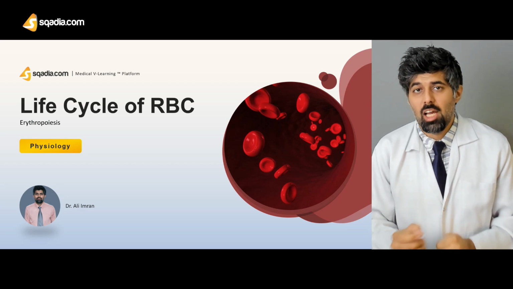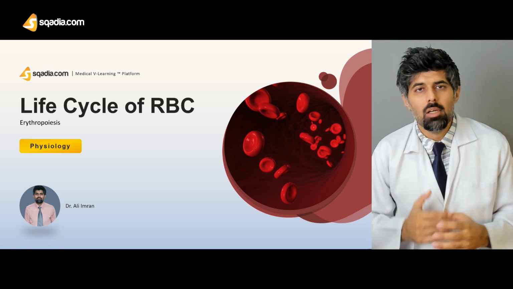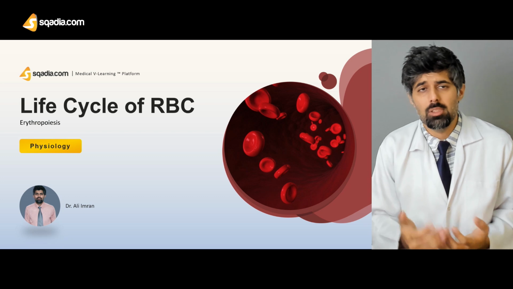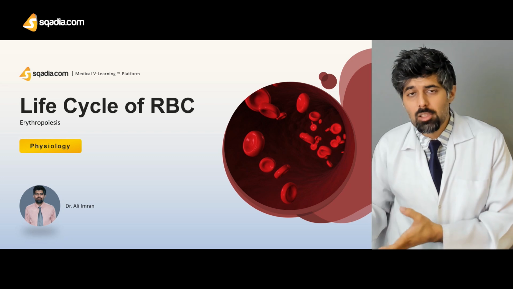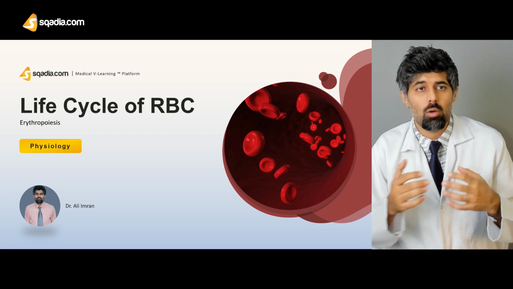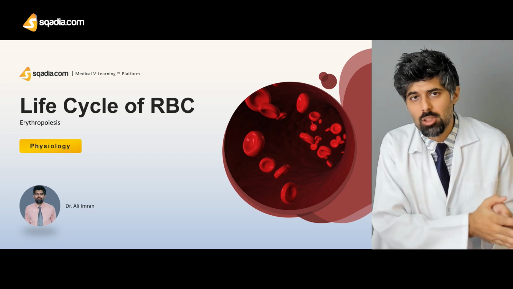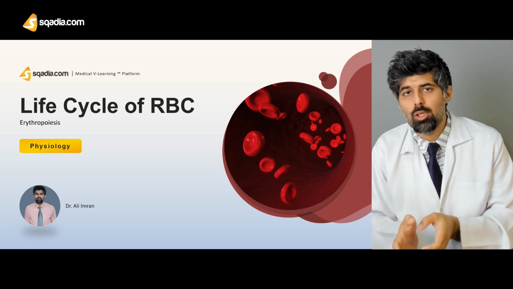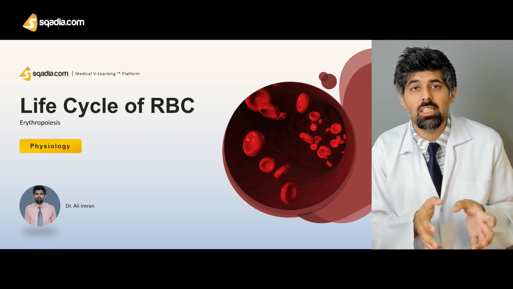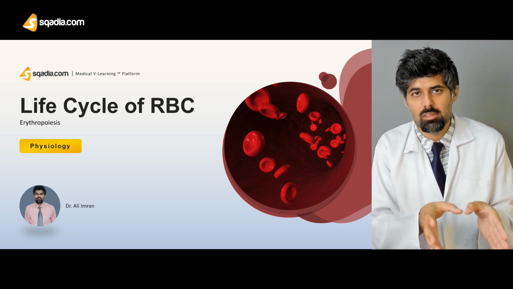Now let's talk about the life cycle of an RBC. Up till this point we have studied how erythropoiesis happens, how RBCs are formed, how they are regulated, what is necessary for their regulation, and what is necessary for their formation. But what happens once a reticulocyte matures into an erythrocyte? After the formation of a mature RBC, what is its life cycle? We will study that in this bite. So let's get on with it.